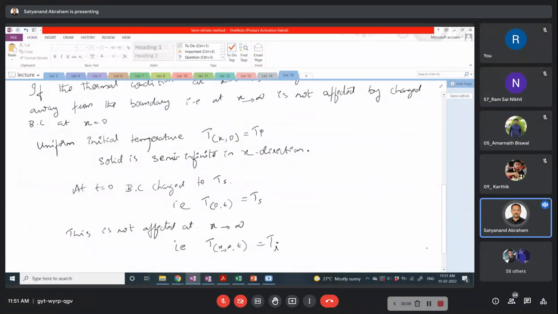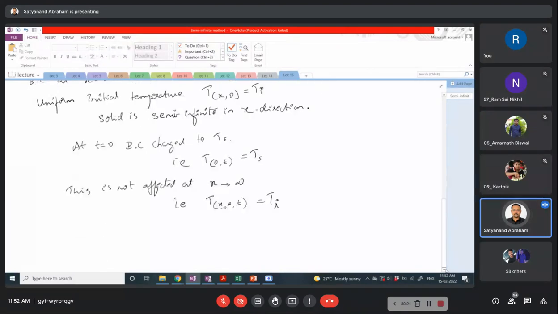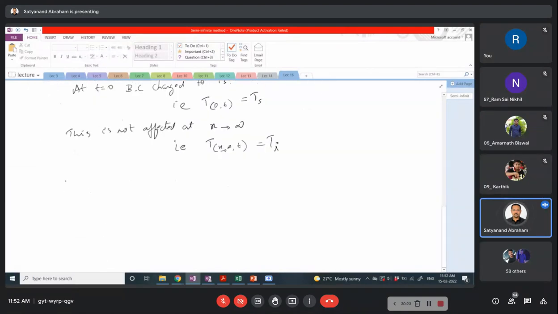So if we are measuring the temperature at x tends to infinity at any time, it is going to be the initial temperature only. The temperature is not varying over there at all. So these are the conditions. Now we can formally write this.